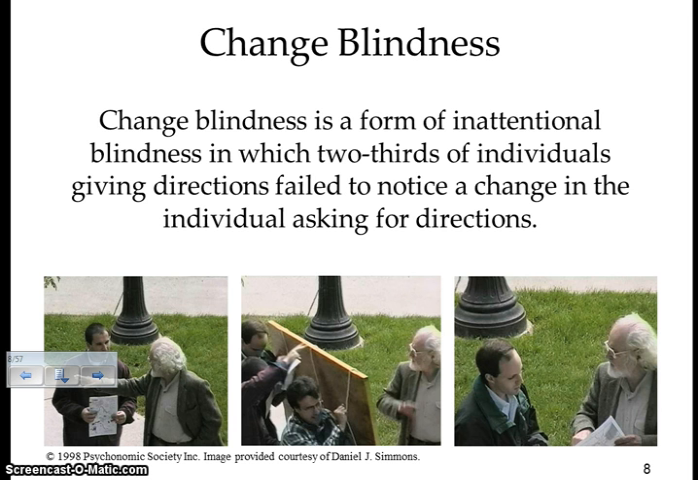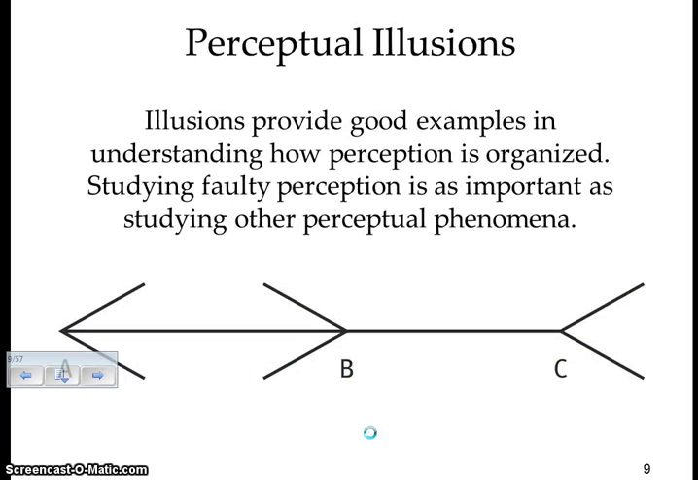So here's some other inattentional, like change blindness stuff. Change blindness is a form of inattentional blindness in which 2/3 of individuals giving directions fail to notice a change in the individual that was asking for directions. So in this incident, this person didn't notice that there's been a change in the person that they're giving directions to. They changed, and the person didn't even notice that it was a different guy.